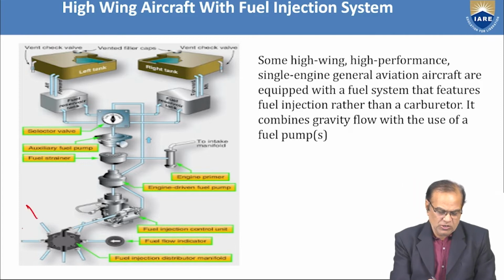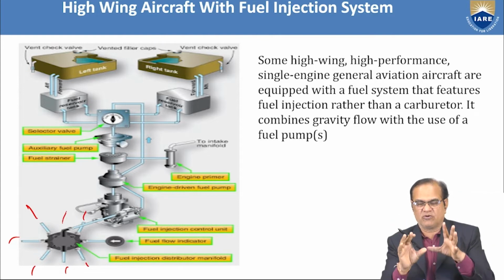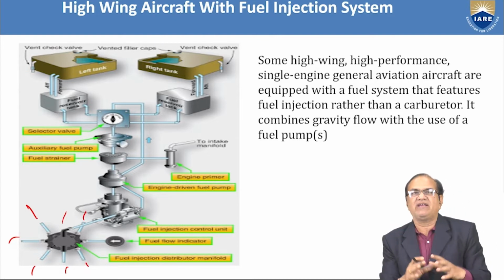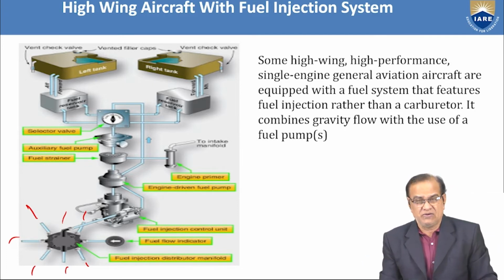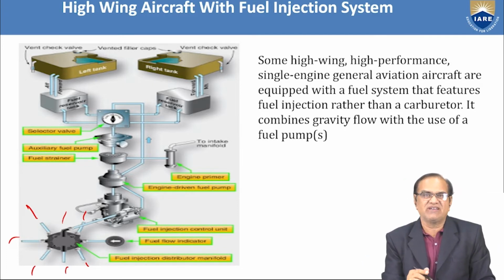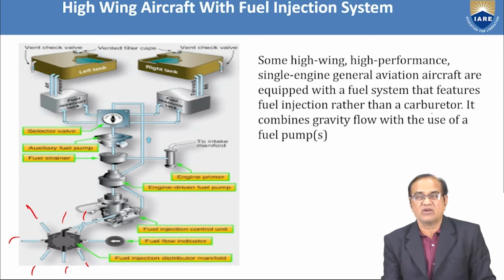You can see there are a number of fuel injectors, and these are spraying the fuel. So a high pressure is required, and this type of high wing aircraft with fuel injection system is used for a piston engine aircraft. Some high wing, high performance single engine general aviation aircraft are equipped with a fuel system that features fuel injection rather than a carburetor.